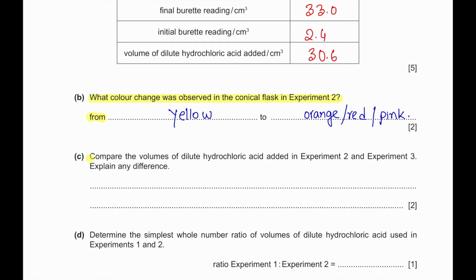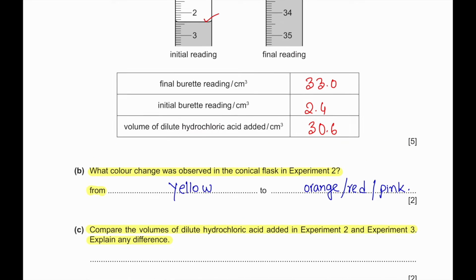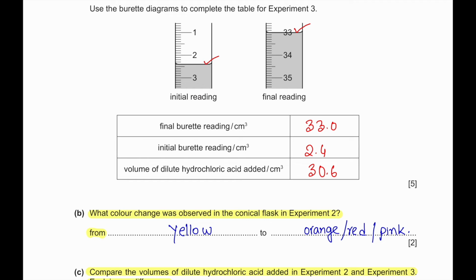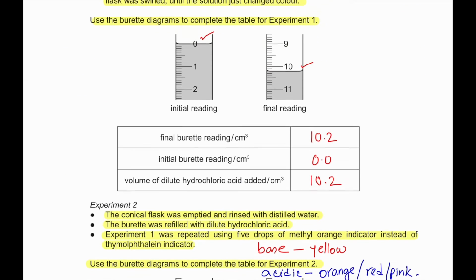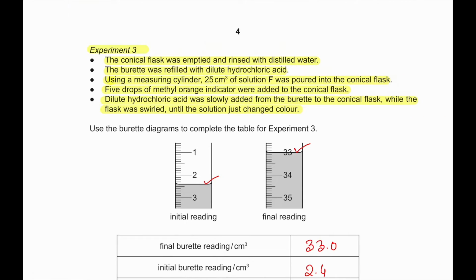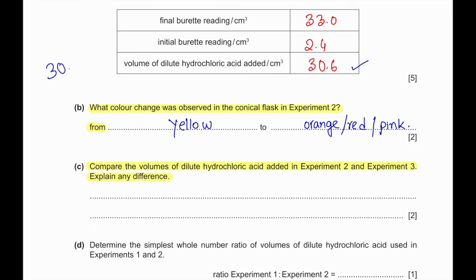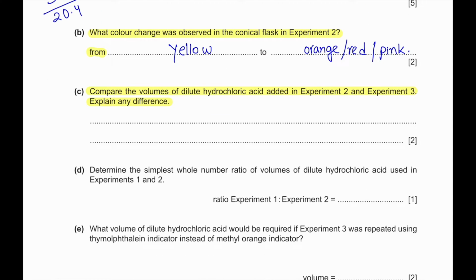Part C. Compare the volumes of dilute hydrochloric acid in experiment 2 and experiment 3. Explain any differences. In experiment 3, we used 30.6 cm³ of hydrochloric acid, and in experiment 2, we used 20.4. So 30.6 divided by 20.4 is 1.5 times. So solution F is more concentrated than solution E, exactly 1.5 times more concentrated.